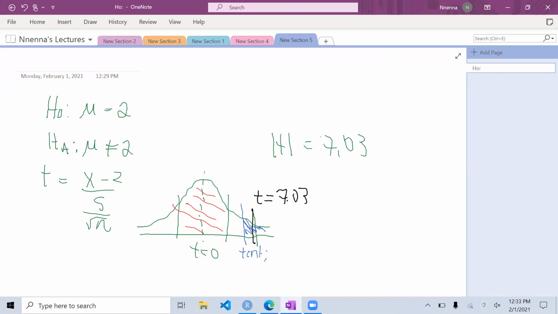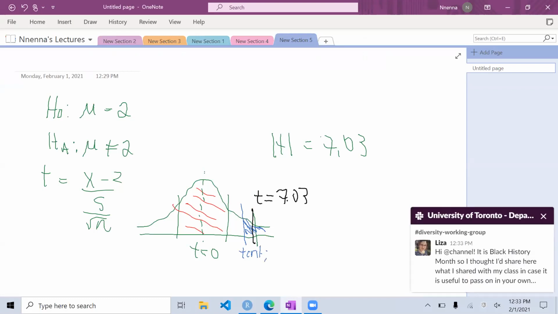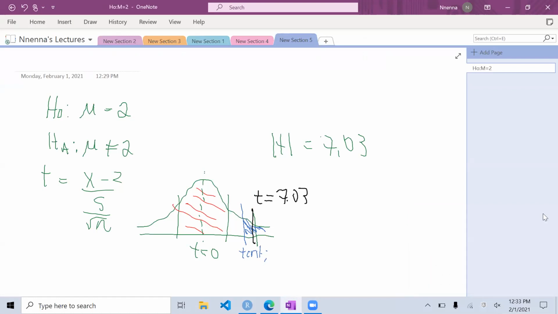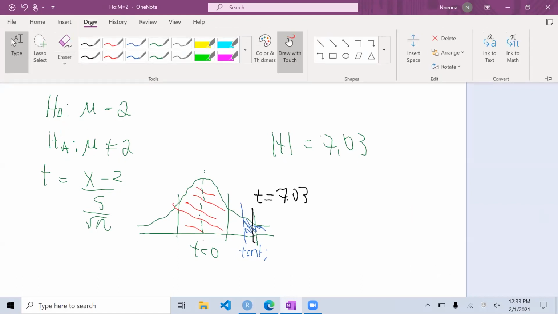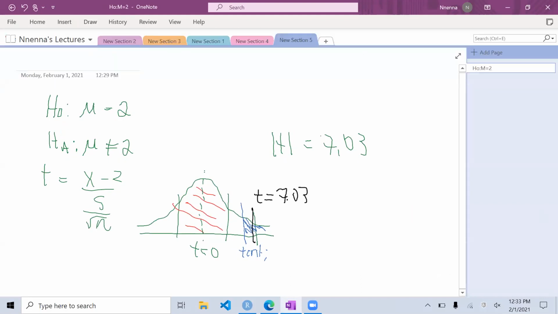And t critical has the following characteristic. It has degrees of freedom equal to n minus 1, and it has an alpha level. So whenever your t value is bigger than this, it's going to be associated with, as you can see from the graph, a very small p value.